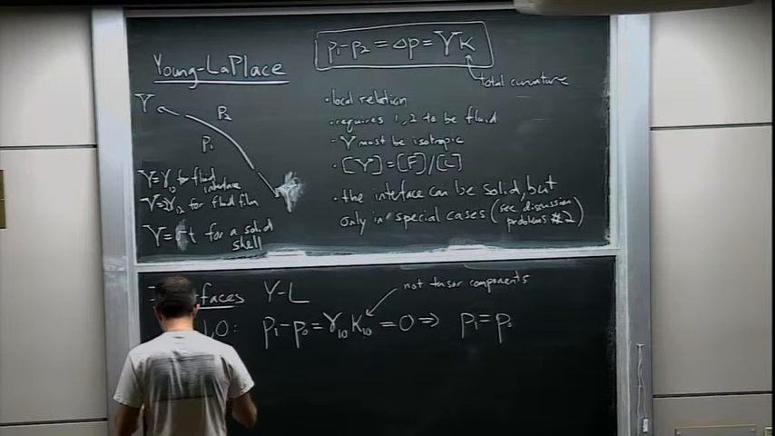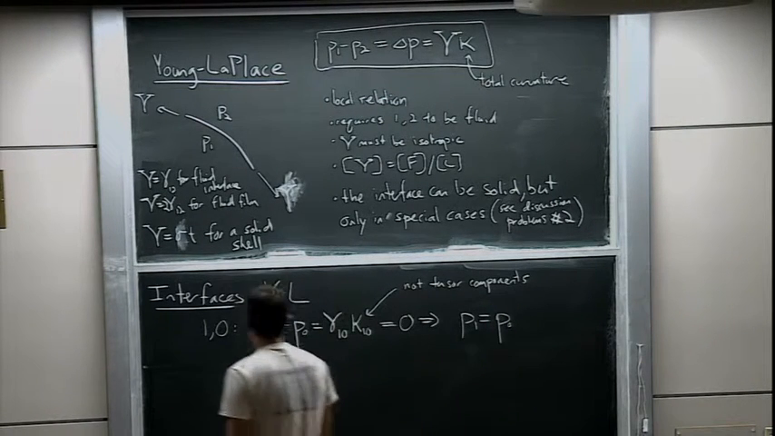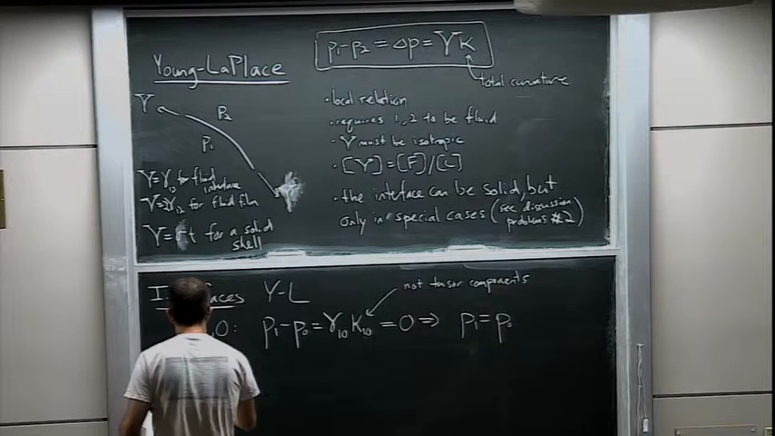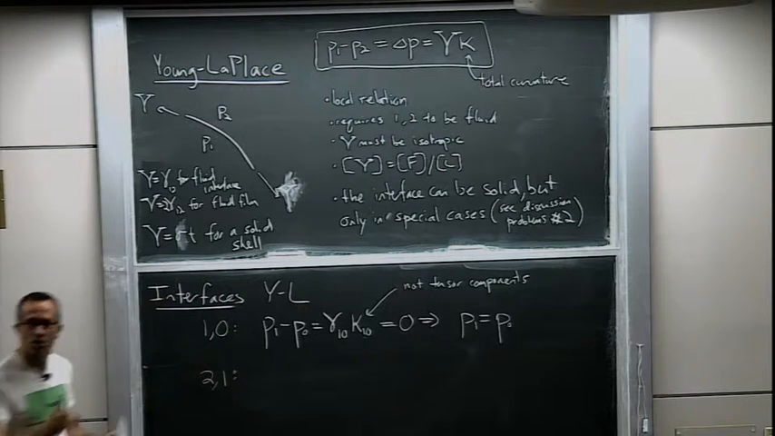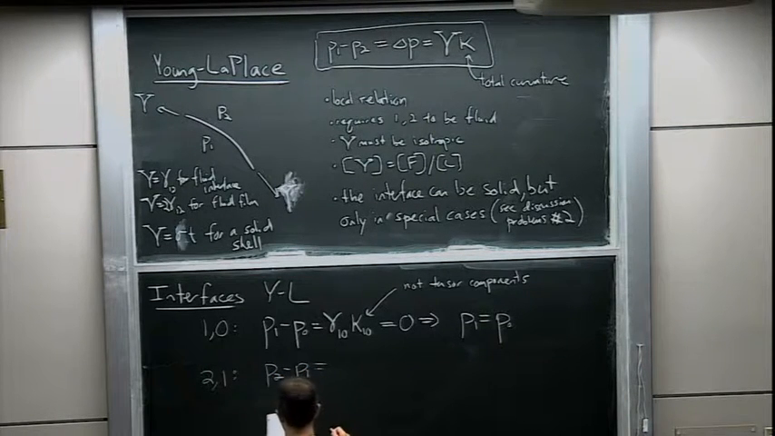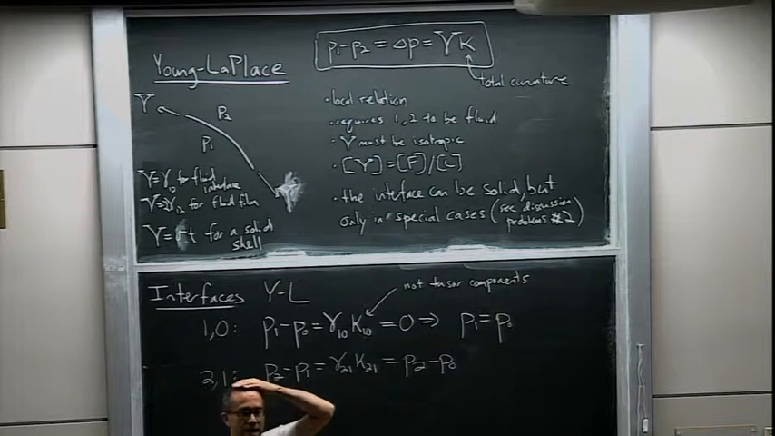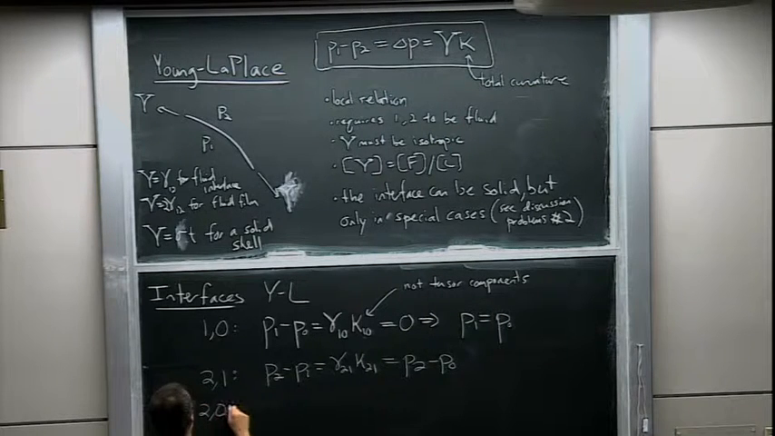We've got 2 more interfaces. Let's do 2,1 next. The interface between 2 and 1 is going to be the contact zone between the droplet and the puddle. Young-Laplace tells us that P2 minus P1 is going to be gamma 2,1 times kappa 2,1. But we've already learned that P1 is the same as P0, so this is just P2 minus P0. We won't go any farther than that for now. We won't say anything yet about what this curvature is until we apply the equilibrium condition on the last interface, which is the 2,0 interface.